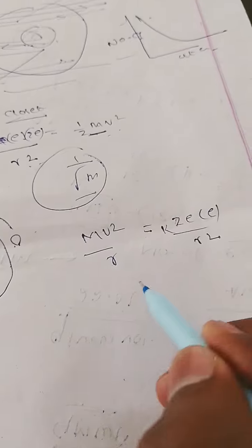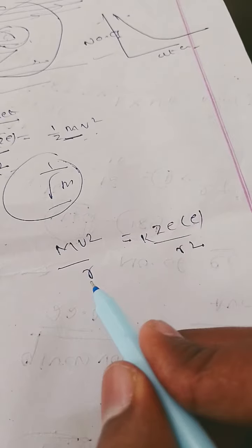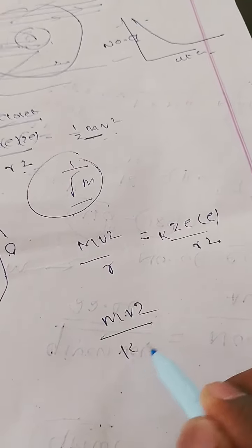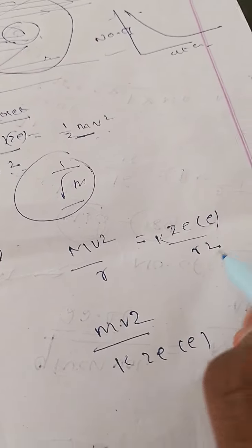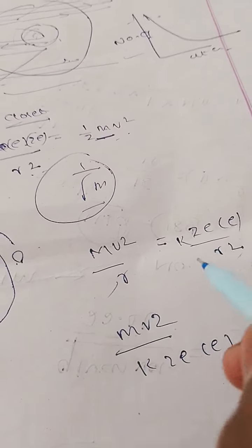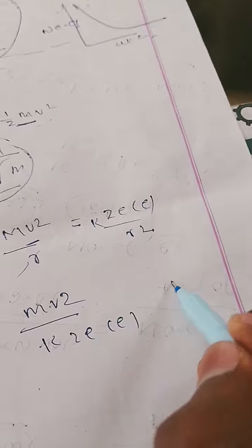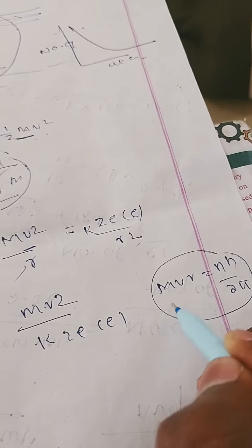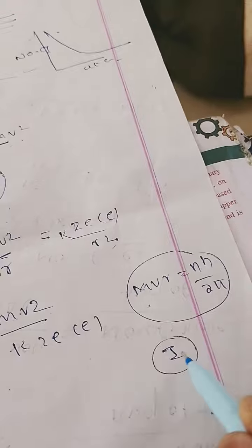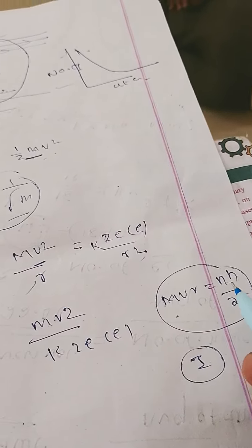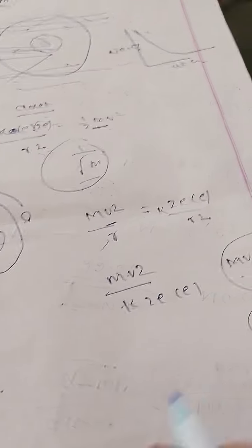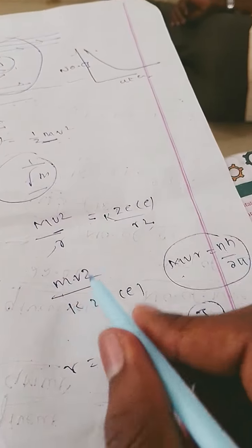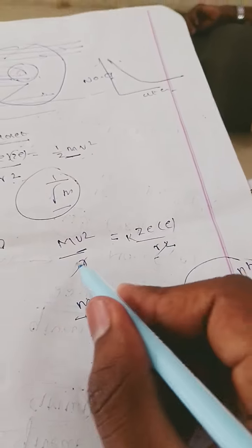From this we can write the kinetic energy, and we can also write the radius. Radius is equal to mv square by kZe into e. Now here r will get cancelled. Solving this, we also know that mvr is equal to nh by 2 pi. It is the conservation of angular momentum. Sometimes they will give I also: I is equal to mvr is equal to nh by 2 pi. From this we can calculate the radius by substituting the velocity term in this equation, and we can solve for the radius.